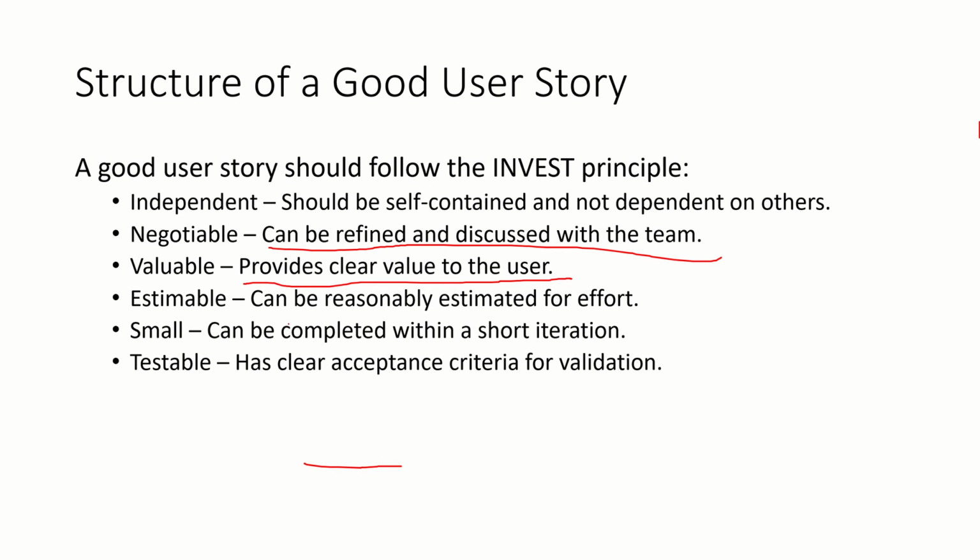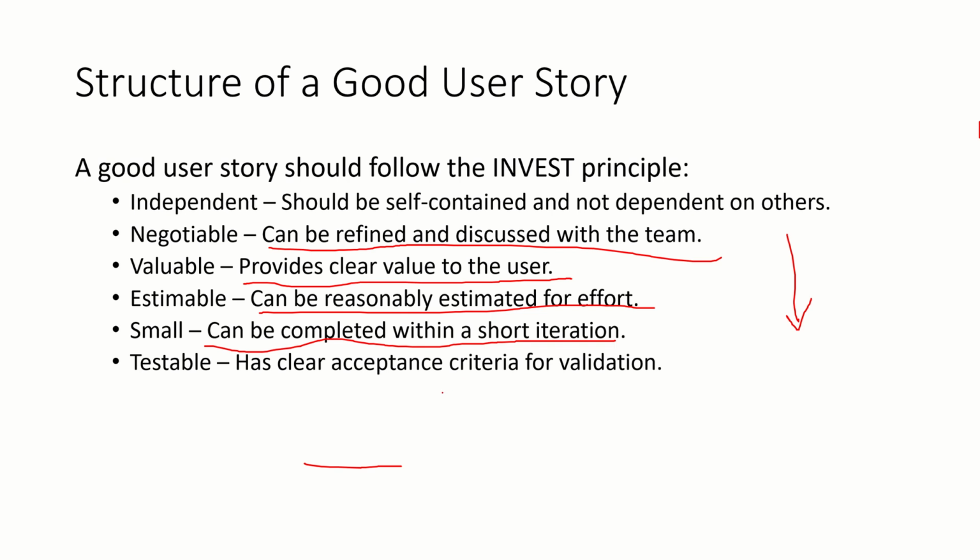Also, we can try to estimate what kind of effort we can put in. And this user story can help you list the top priorities, that means core features, for your application first. Also, it can be completed in a very short iteration. So for example, for some applications you try to deliver one feature at a time.